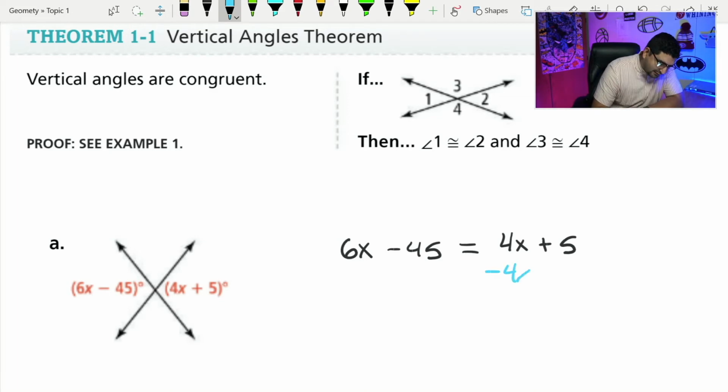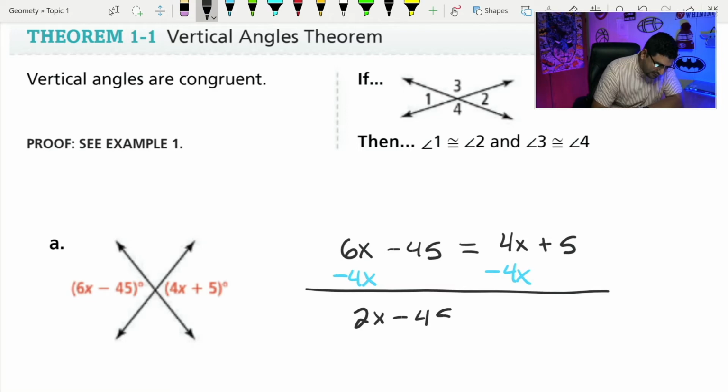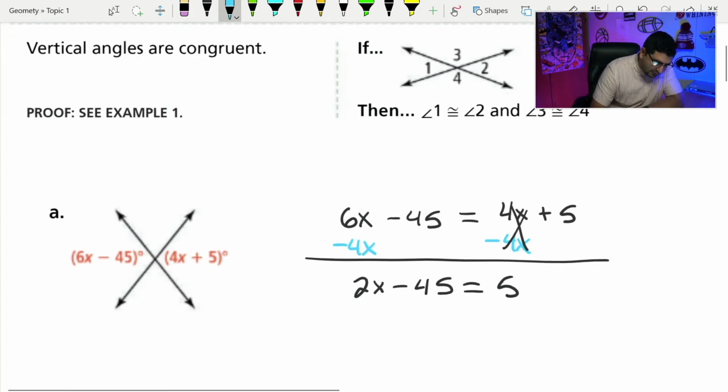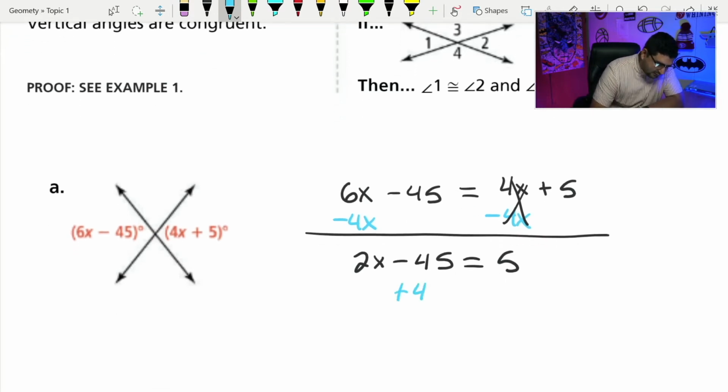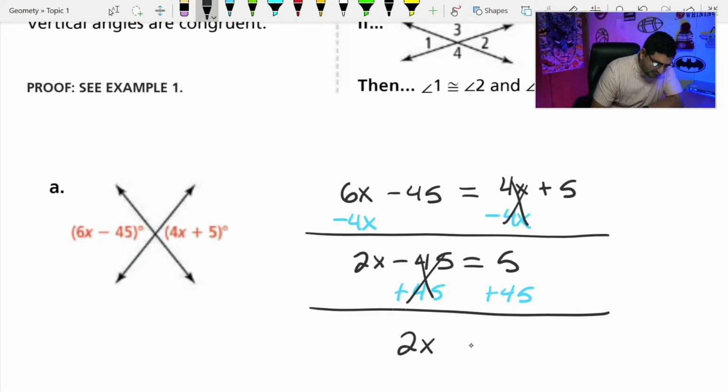Let's go ahead and subtract 4x from each side. Doing so, I get 6x minus 4x, that leaves me with 2x minus 45 on the left. These 4x's cancel out, I'm left with 5. Now what I want to do is add 45 to both sides. The 45's cancel out, I'm left with 2x equals 50.